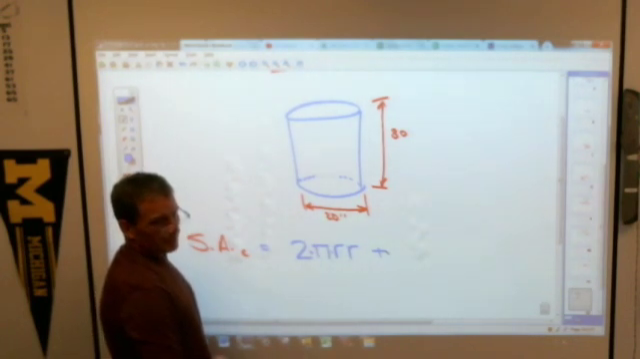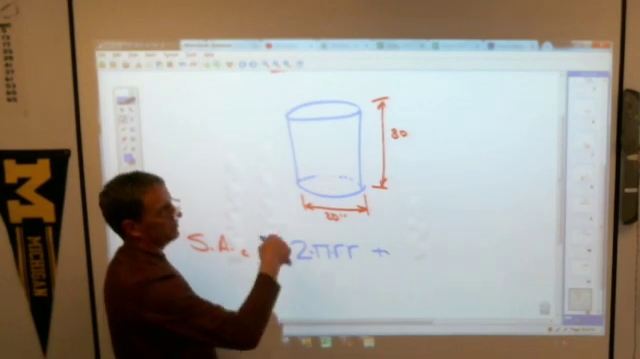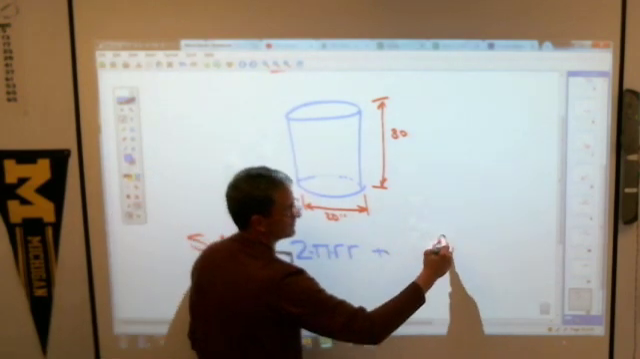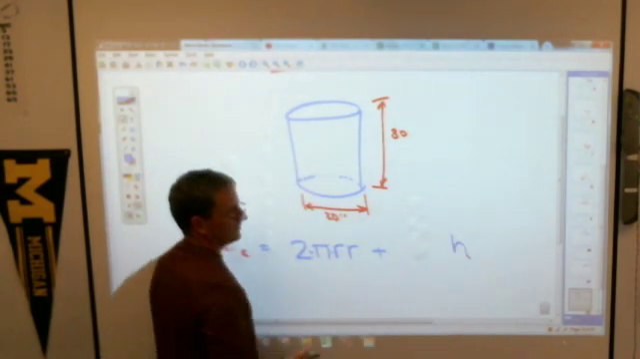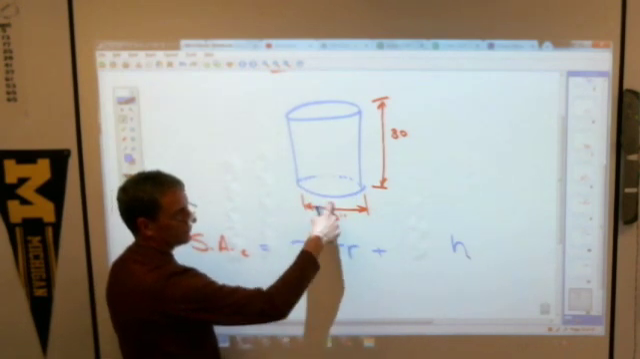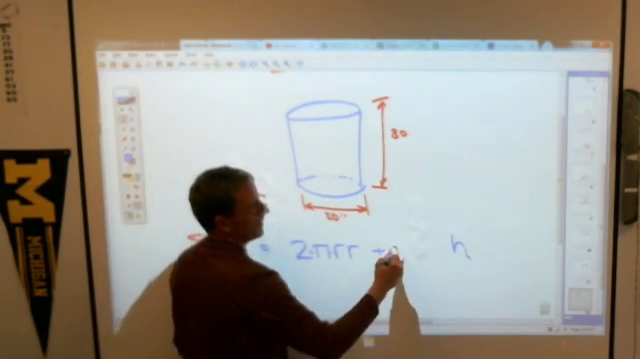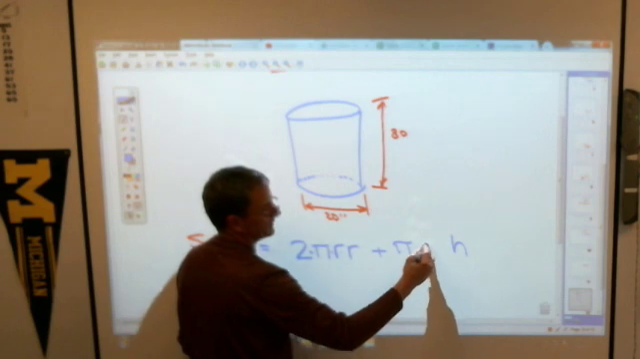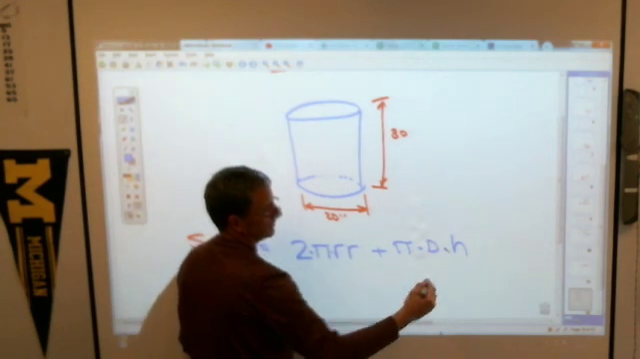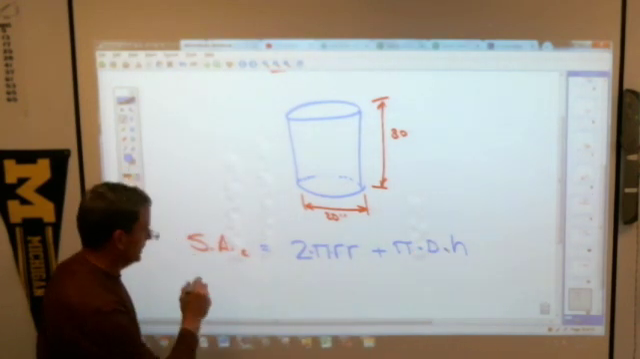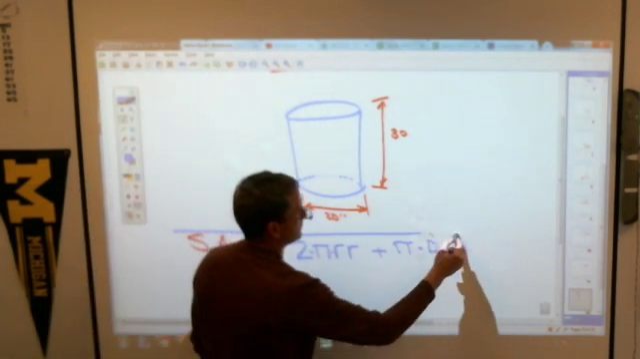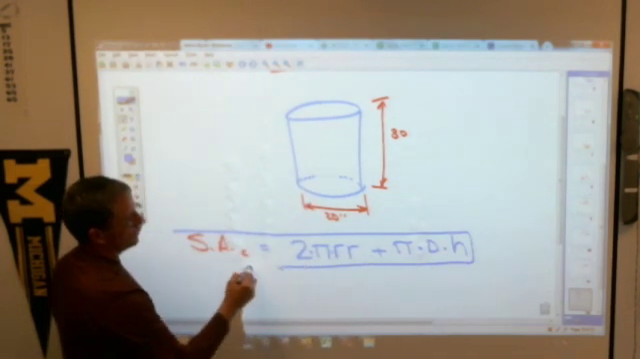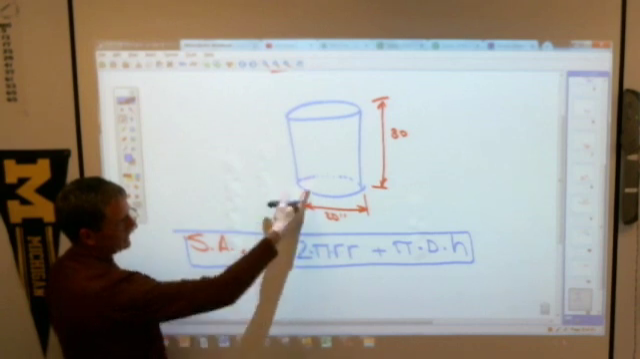Well, it's not base times height because we don't necessarily have the base, but base, height is one of them. Height is the second part here. The base is what you get when you have the circumference of the circle, so that's why it is pi times diameter times height. This is the formula that you would use to find surface area of any cylinder.